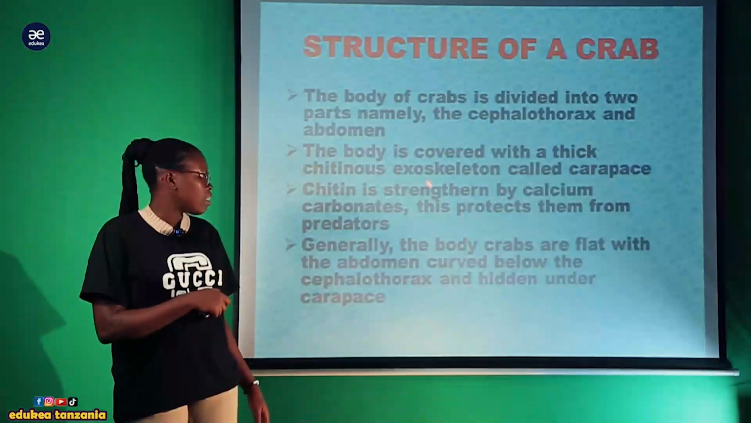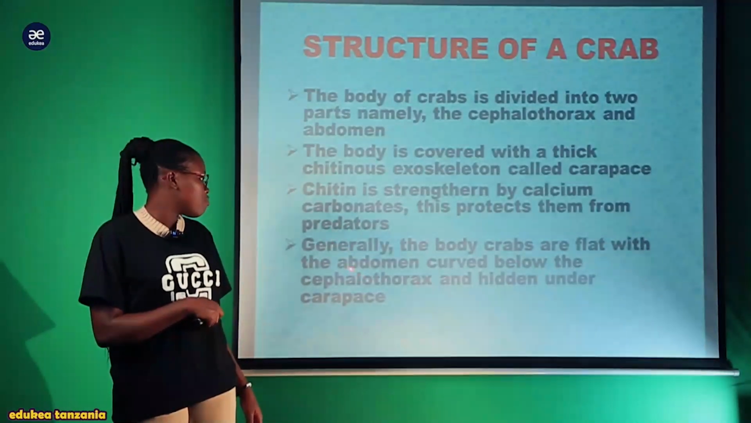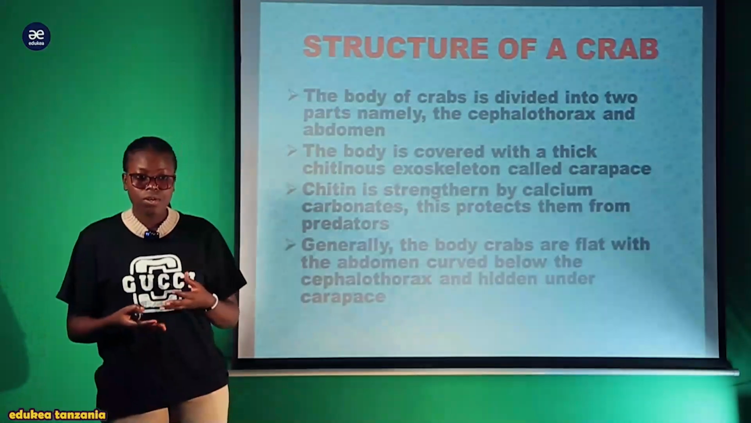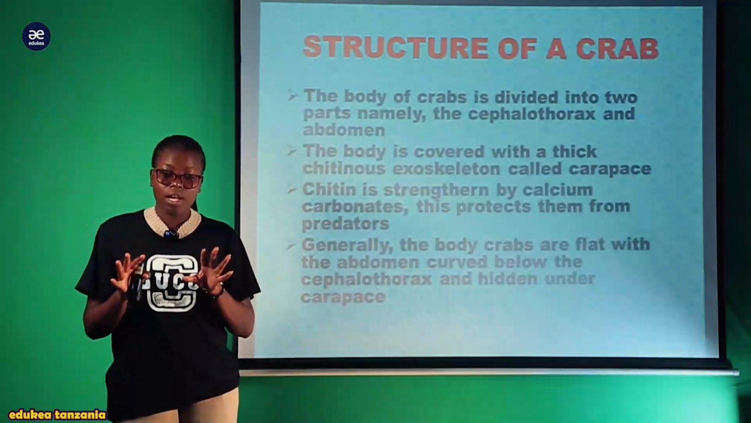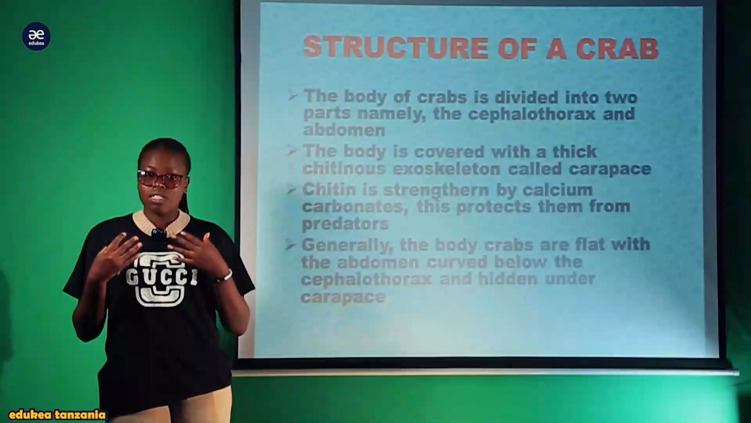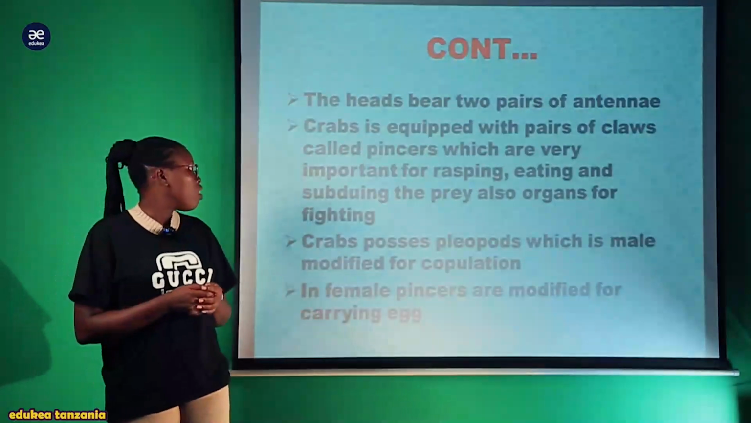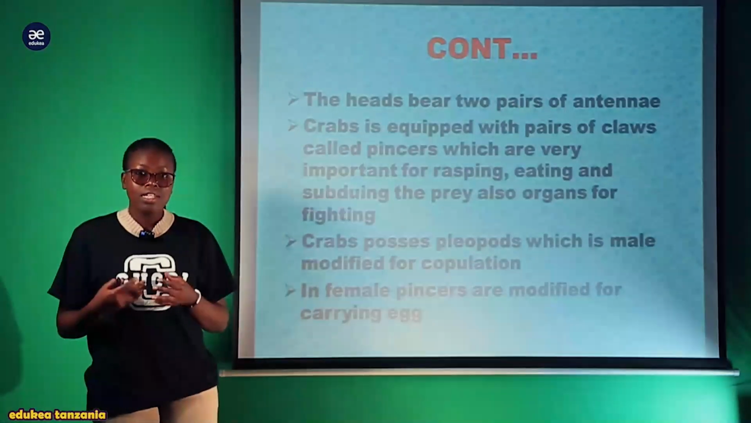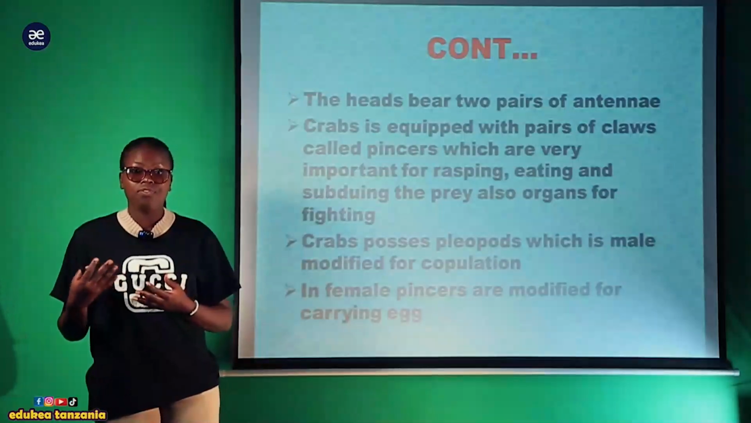Generally, the body of crabs is flat, with the abdomen curved below the cephalothorax and hidden under the carapace. Kwa in general, ukiangalia structure ya kaa, yuko katika flat area, lakini kwa juu unaweza tu kuona cephalothorax, lakini abdomen ipo kwa chini. Also, the head bears two pairs of antennae, ambazo zinasaidia katika sensitivity, katika detection of the predator, vile vile katika detection of the prey.